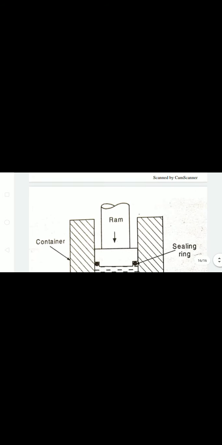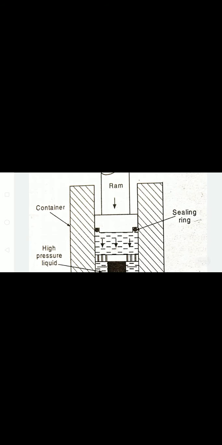Generally, mineral oil is used as the working fluid. It is added with about 10% of high pressure lubricants like molybdenum disulfide, and other lubricants can also be used. However, the arrangement of hydrostatic extrusion is shown in the figure.